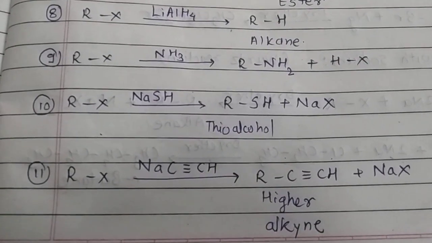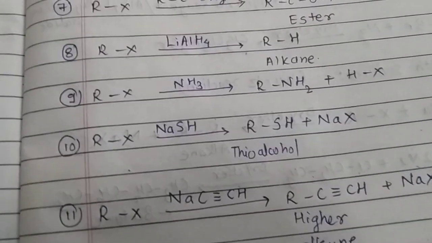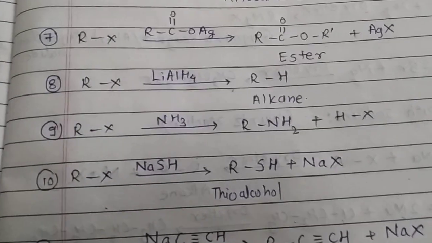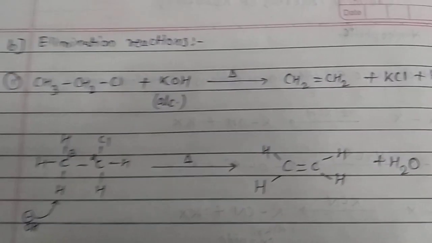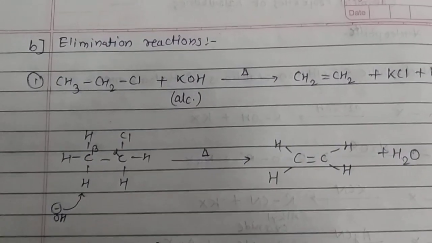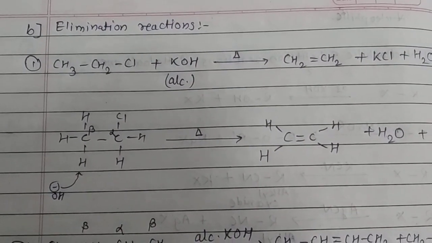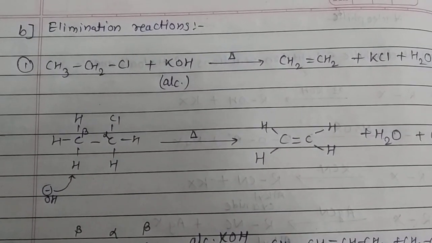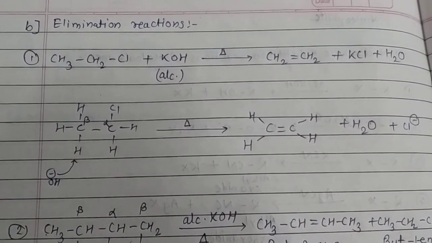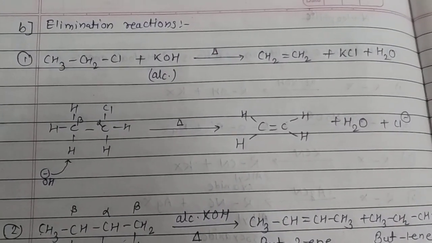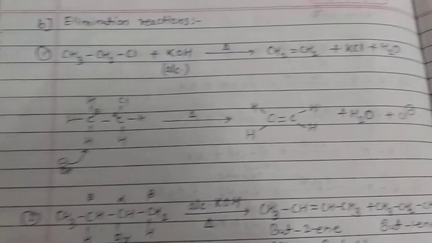So these are our nucleophilic substitution reactions of haloalkanes. Now let's see next reaction, that is elimination reaction. So in elimination, chloroethane is used. In alcoholic KOH, it will give alkene, that is ethene plus KCl plus water.